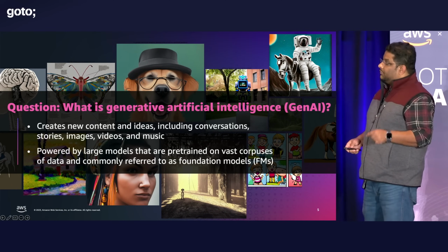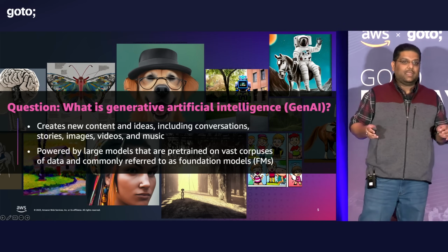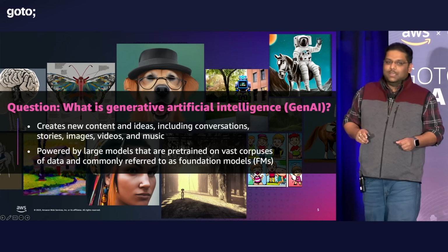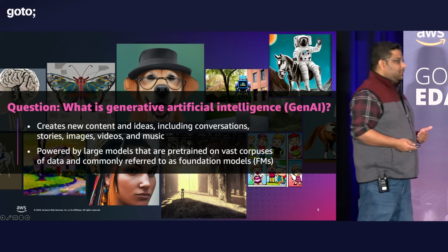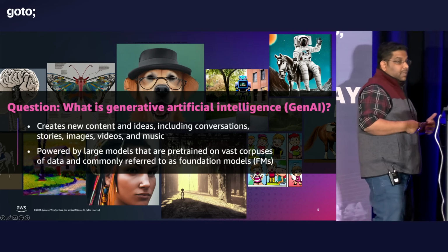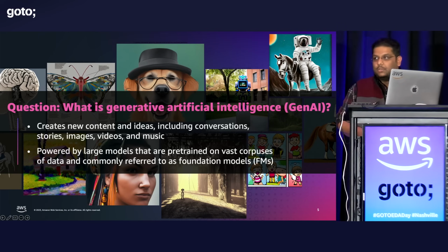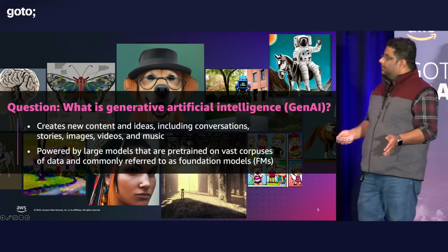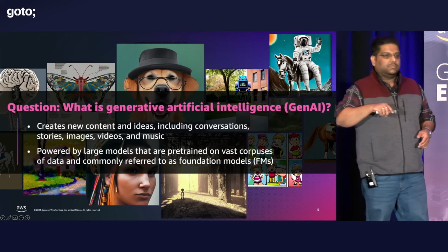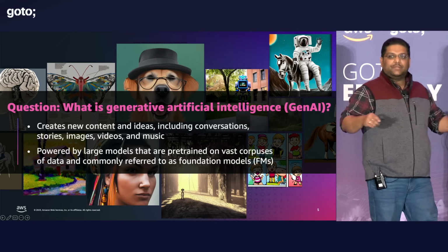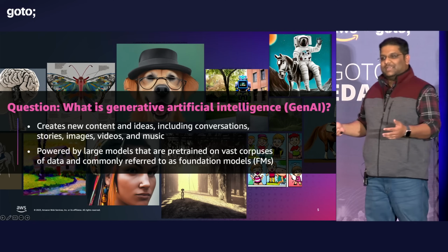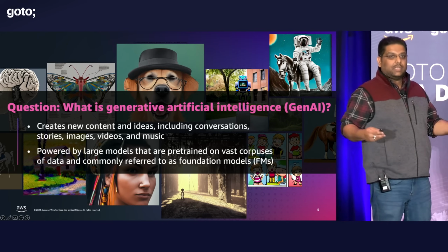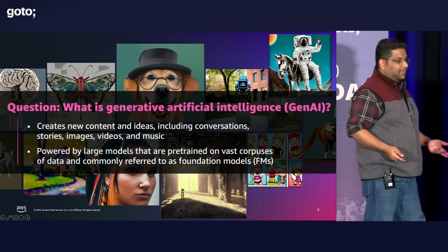With Gen AI, I'll use the word Gen AI instead of generative AI because I can save some time, you can create new content, new images, new videos, and a lot of other stuff. All of that is powered by large models. The reason it has become so popular is because it's pre-trained. You don't have your data science team go and train them based on data. They're already trained, so you can directly use them, right?